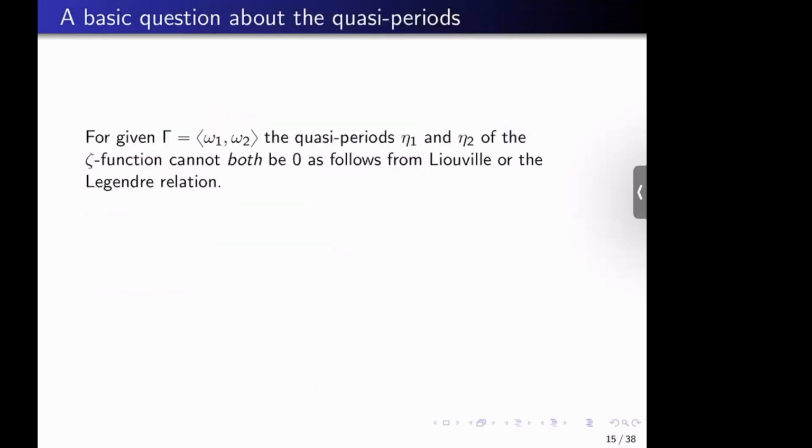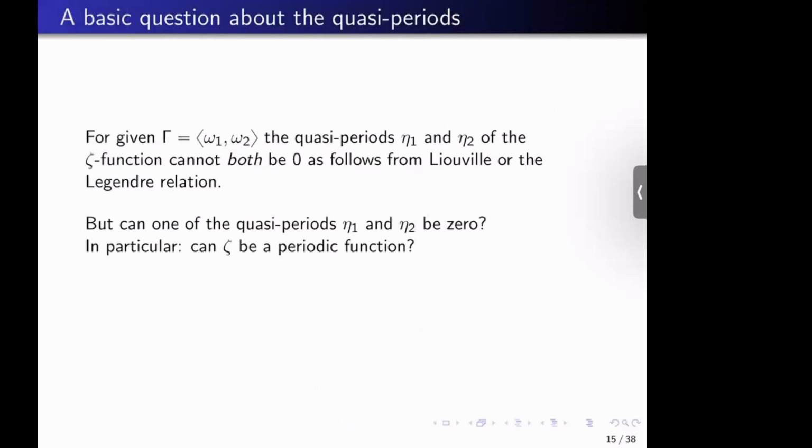But now let me get to the main point of my whole talk. Namely, all this shows that these quasi-periods eta 1 and eta 2 of the zeta function cannot both be zero, as we discussed, right? This can be deduced from either the Liouville theorem or the Legendre relation. But an obvious question that one can ask here is, well, can actually one of these quasi-periods vanish? Yeah, so in other words, can the zeta function for some lattices possibly be a periodic function, right? It cannot be doubly periodic, but can it be periodic?